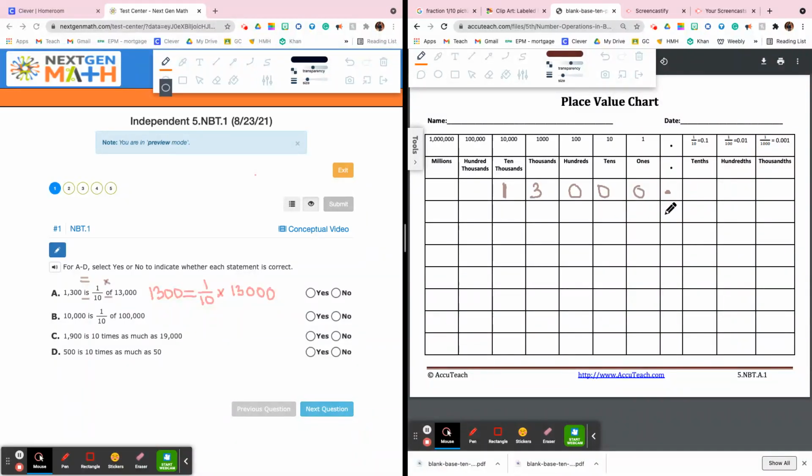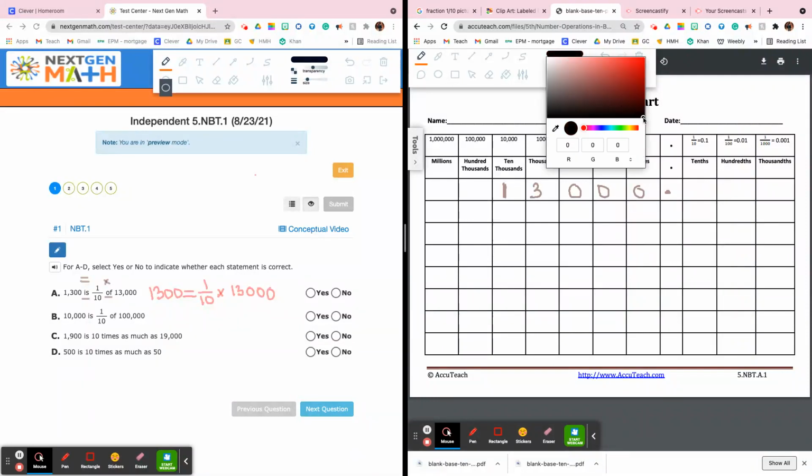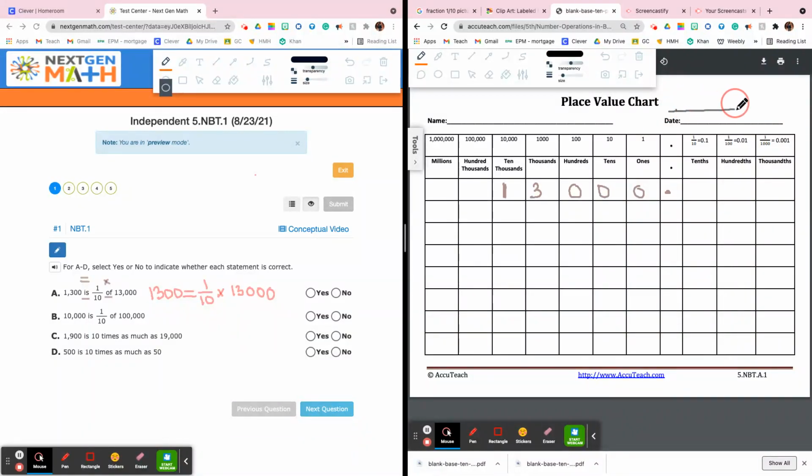You guys will have a copy of the place value chart in front of you so that you can work on your problems using a place value chart. Now I ask myself, I'm multiplying by 1/10. I want to remind everybody that if we multiply by 1/10, we're always going to be moving our number one space to the right. If I was to multiply by 10, I will actually move my number one space to the left.